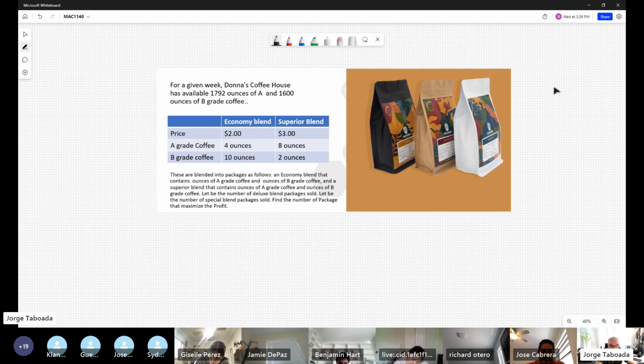So we have two kinds of coffee. The table below illustrates much better this idea. But the availability of the coffee A is 1,792 ounces. Okay, it's a limitation, it's a constraint. And 1,600 ounces of the coffee, grade B. Okay. Now the problem is I want to mix this coffee in two categories: economy blend and superior blend. Of course, the price of the economy is $2 the package. The superior is 3 because it's better, no?